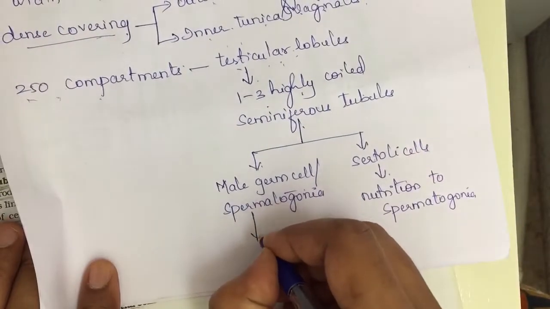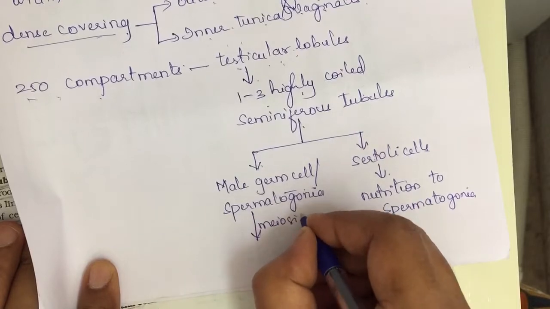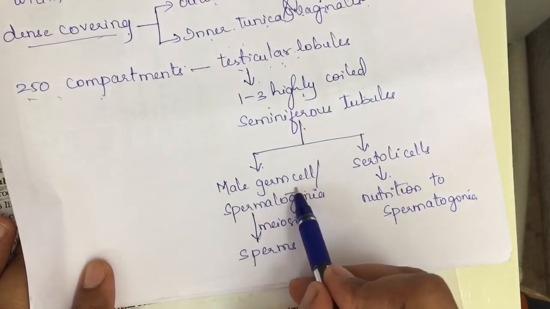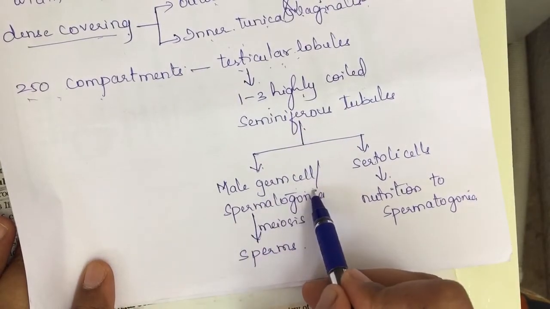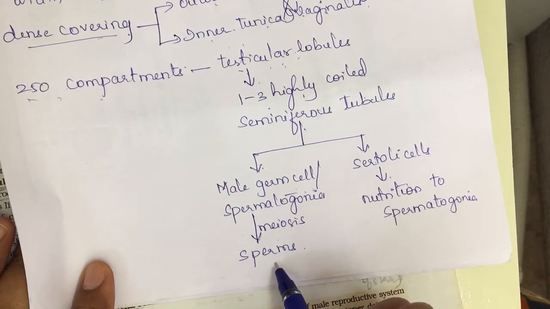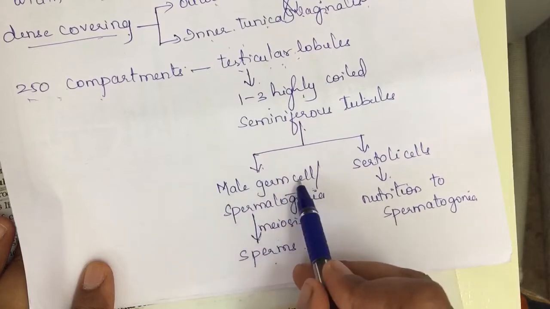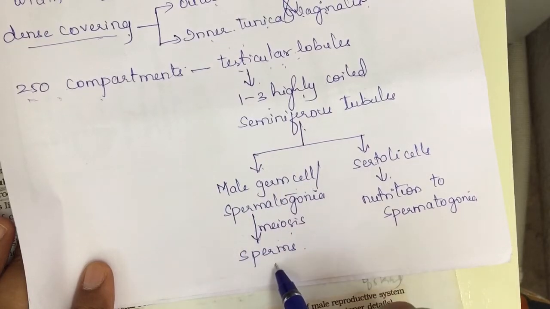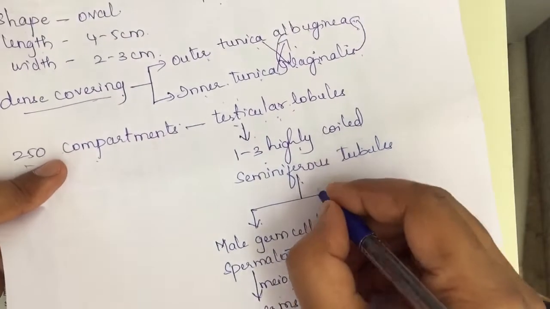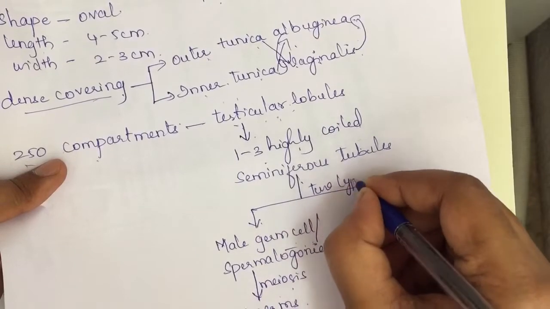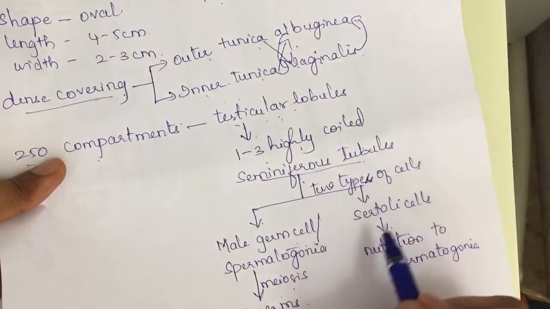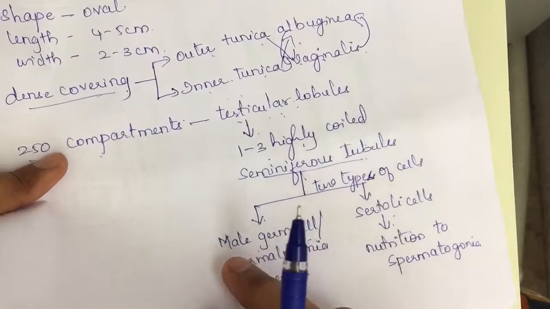Now these male germ cells will undergo meiosis to produce sperms. When we say male germ cells, it is a gamete mother cell, because it undergoes meiosis and produces a gamete. So this is a gamete mother cell which undergoes meiosis to produce a gamete called sperms. So these are the two types of cells lined in seminiferous tubules: male germ cells, Spermatogonia, and Sertoli cells.